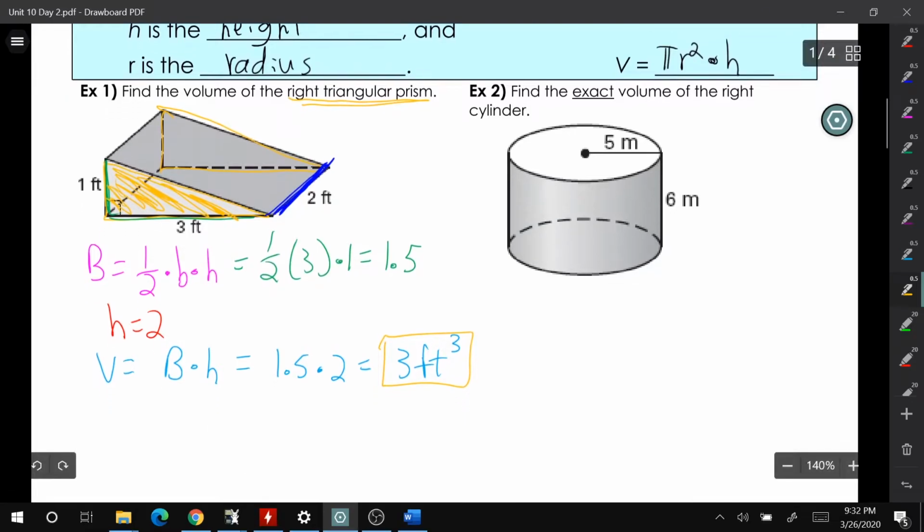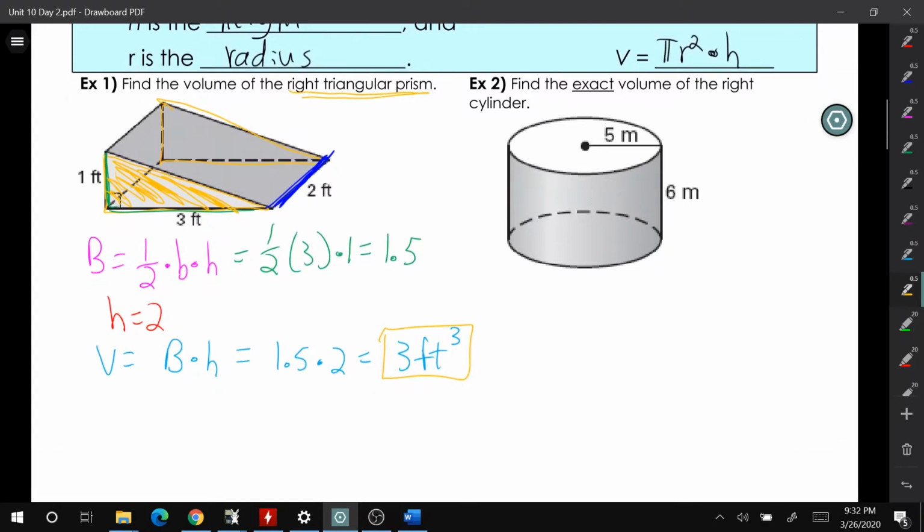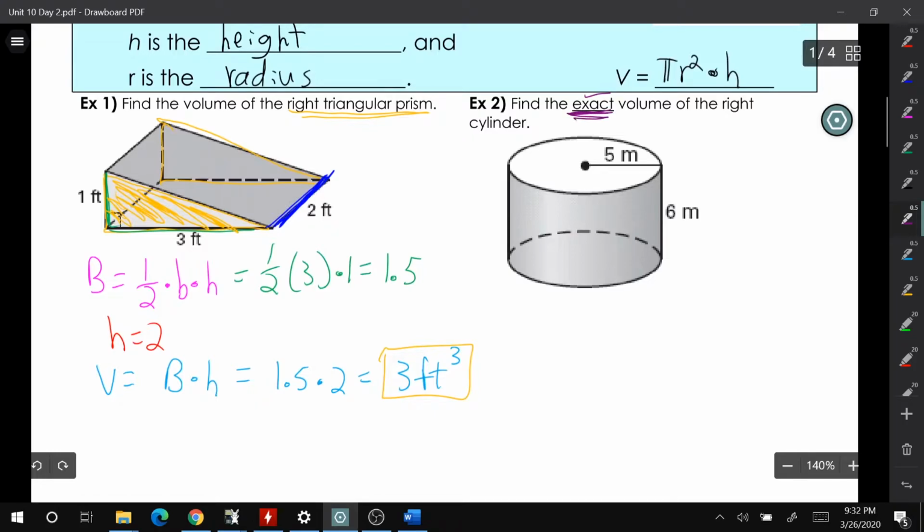Alright, now for the second one, find the exact volume of the right cylinder. Well, the exact volume means we need to have pi in our answer. So the volume equals pi r squared times h, or the height. Your height is 6. Your radius is 5. So we'll substitute those in. Volume equals pi times 5 squared times 6.